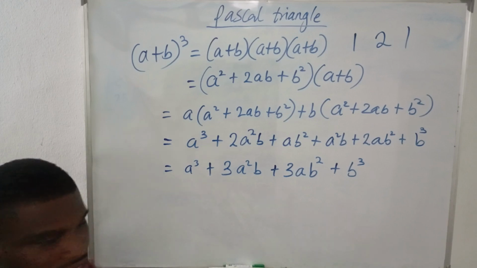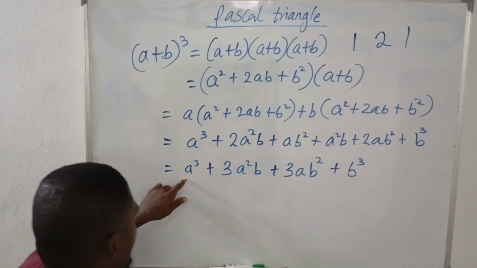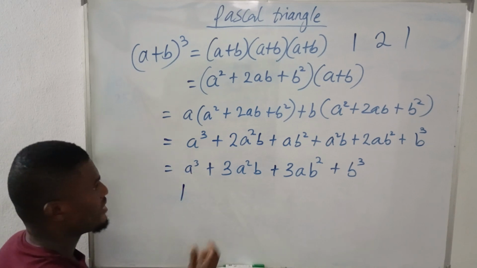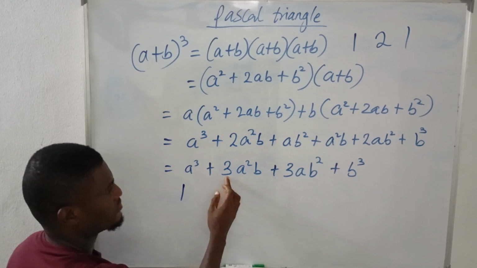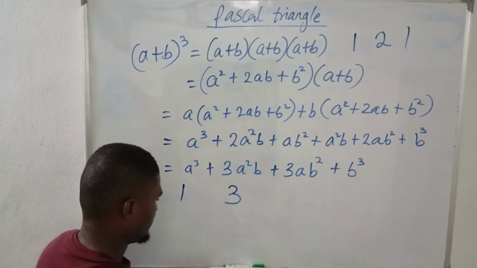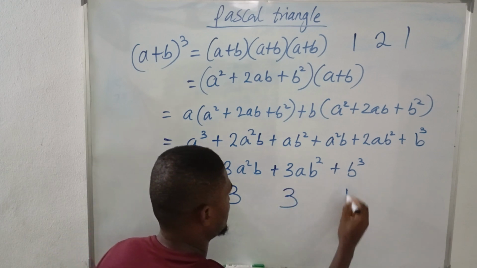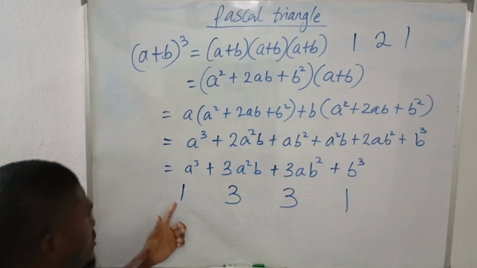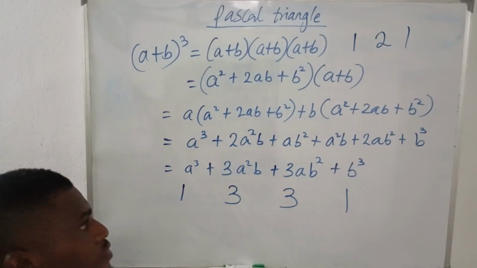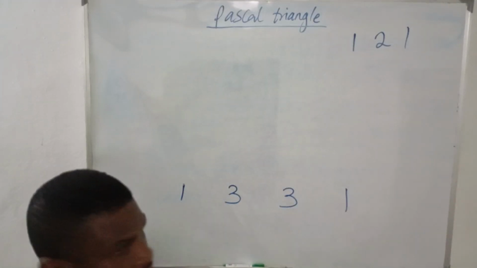Now nothing is the same again, so we can write down the coefficients that we have. We have 1 of a raised to the power of 3. We have 3 of a squared b, so the coefficient is 3, and then we have 3 of this again, and then 1 of this. So the coefficients are now 1, 3, 3, 1. You take note of that.